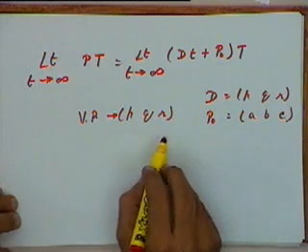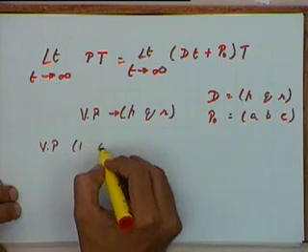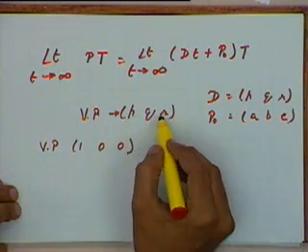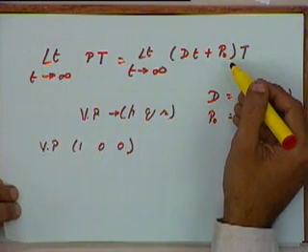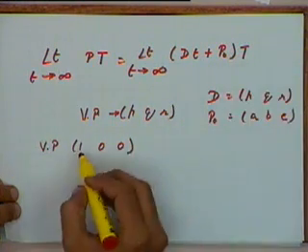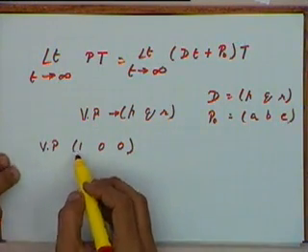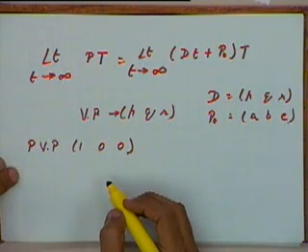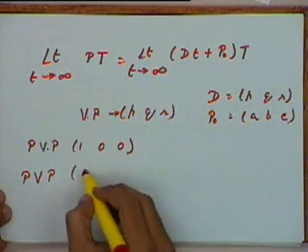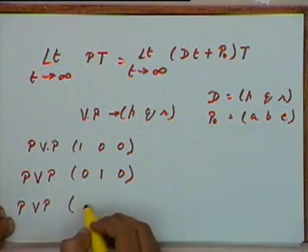This is giving me a general vanishing point. If I want a vanishing point in the direction of 1 0 0, all that I need to do is, instead of PQR, replace that by 1 0 0. I will put p q r equal to 1 0 0 respectively, and I will get the vanishing point in the x direction, or the principal vanishing point in the x direction. Similarly I can also get the principal vanishing point in the y direction and the principal vanishing point in the z direction.